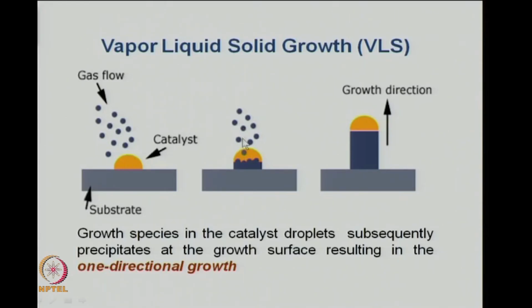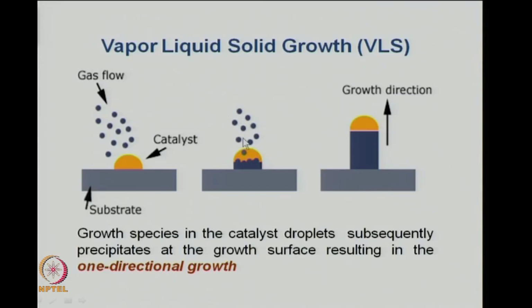These particles then fall on the liquid droplet or impinge on the liquid droplet like this shown here, and then if the supersaturation reaches, you get the precipitation at the interface of the solid and the droplet. So, this is a solid, this is a liquid, and this is a vapor. That is why this process is called the vapor liquid solid process, because you have all the three things involved during this synthesis of the nanostructured material.